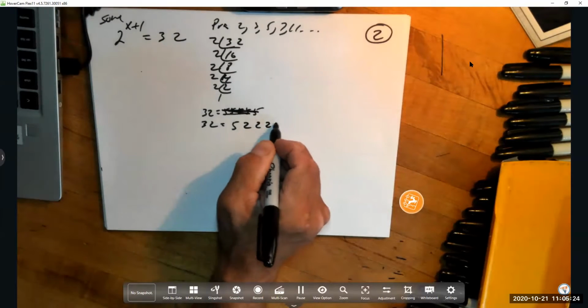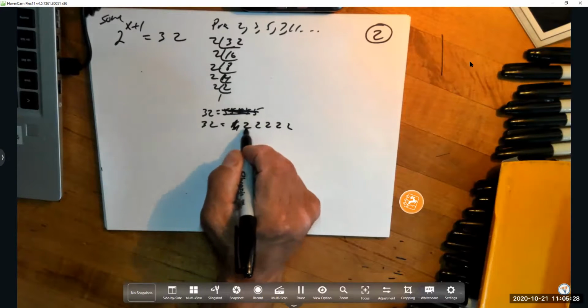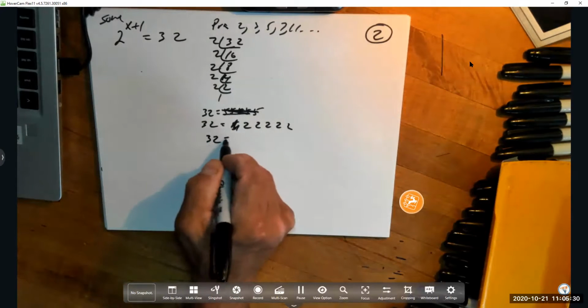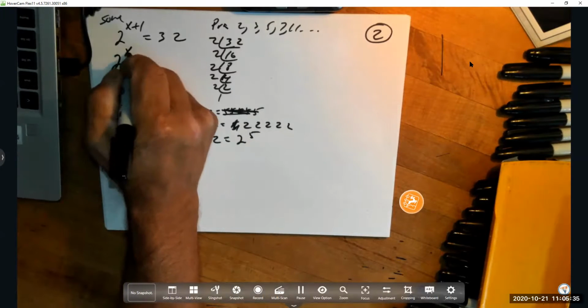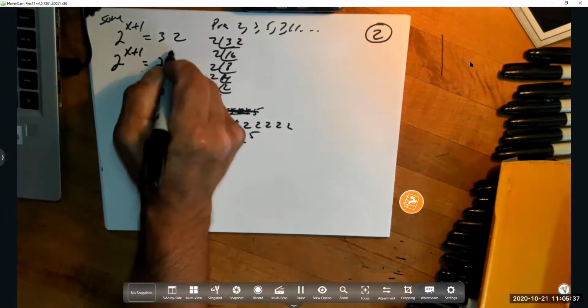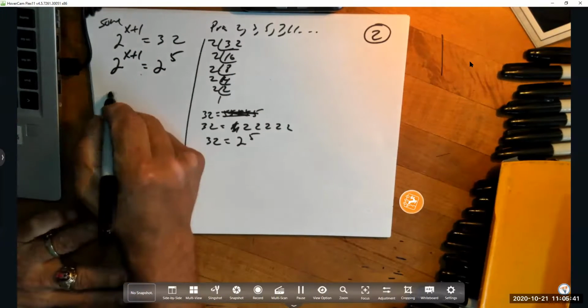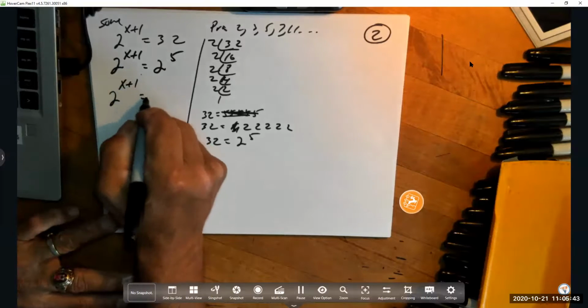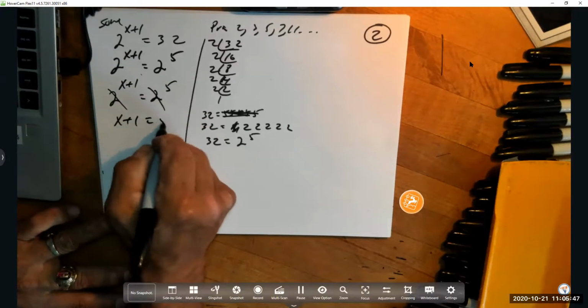2, 2, 2, 2, 2. So 2 times 2 is 4. Times 2 is 8. Times 2 is 16. Times 2 is 32. Yep. So 32 is 2 to the 5. That's what it is. So 2 to the x plus 1 equals 2 to the 5. So since the bases are the same, then I can cancel them. So x plus 1 is 5.